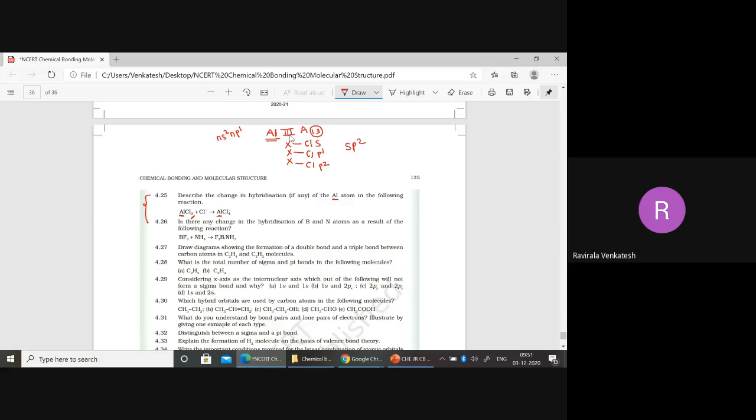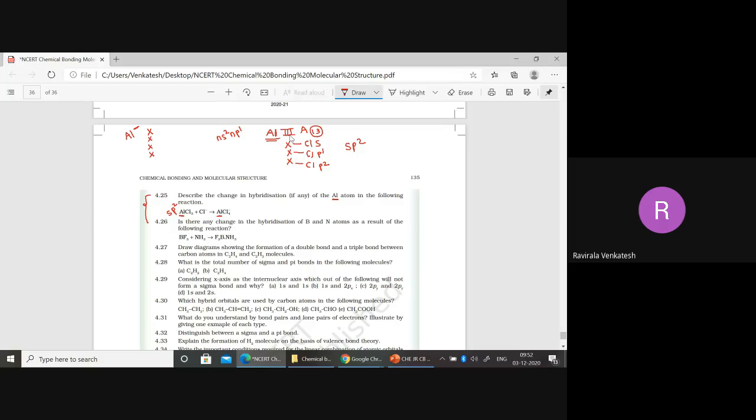sp2. So you can write here: AlCl3 is having sp2 hybridization. Very simple, or not? Easily, you can identify any molecule like this. Now we go for AlCl4 minus. Minus means we have to take one extra electron. Understood? AlCl4 minus means I have to take one extra electron.